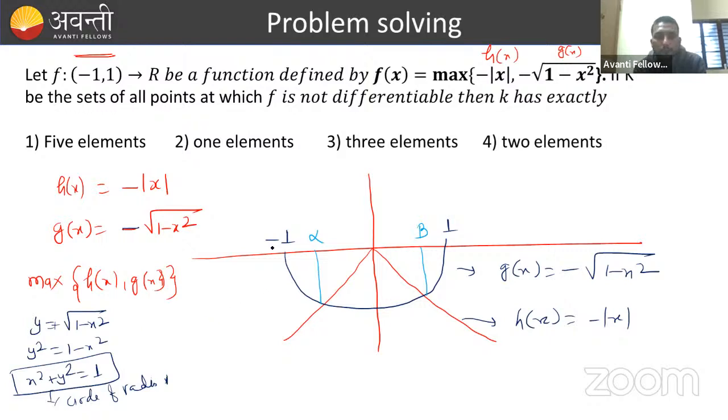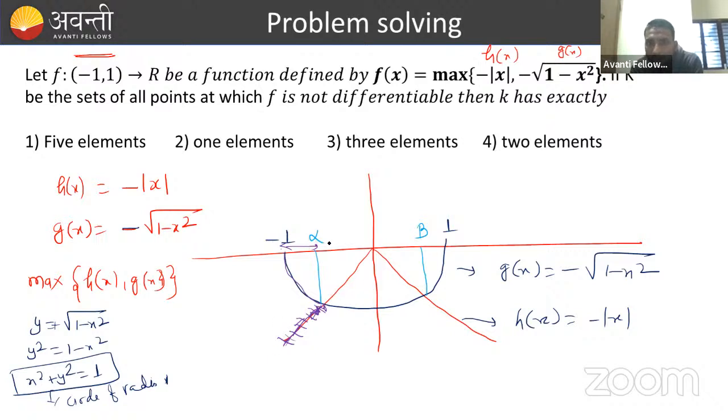Now if you see, from minus 1 to alpha, this is the minus of mod x function, and this is the circle function. So which is maximum among these two? Obviously this circle equation. So the function which is maximum, we will keep, and the other part will be deleted like this. We can delete this, because this is minimum.